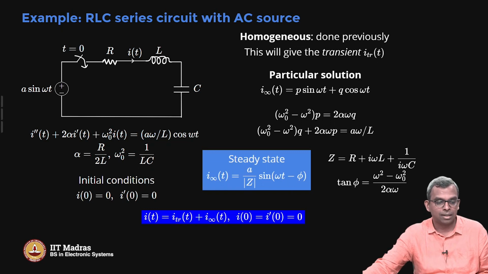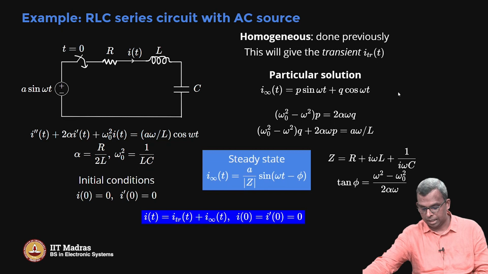So you have an AC source, it will finally go to this, but it will go through some transient that depends on the damping of the circuit. Okay, so that is the RLC series circuit. I have not shown a picture here. I'll urge you to plot this in Desmos and see it for yourself.